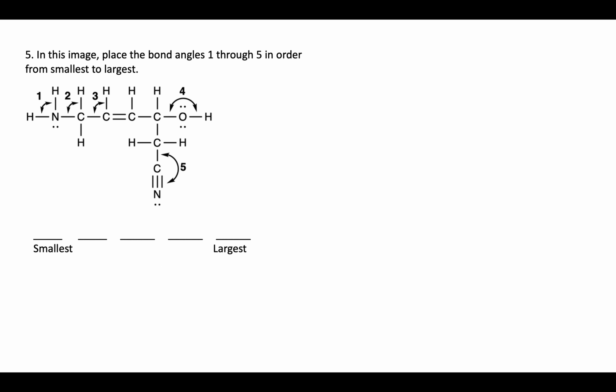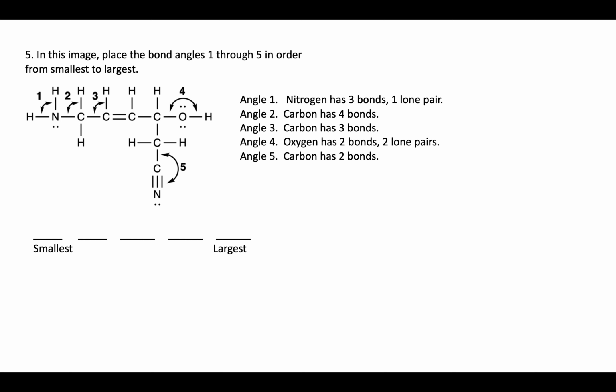Looking at this one, I see this as applying VSEPR theory for 5 different environments. If I look at the first one, I'm thinking about the environment for the nitrogen, and I see that it has 3 bonds and a lone pair. Angle 2 is a carbon with 4 bonds. Angle 3, I see 3 different bonding domains. Number 4, I see the oxygen has 2 bonding domains and 2 lone pairs. And then the final one, I see 2 bonding domains.